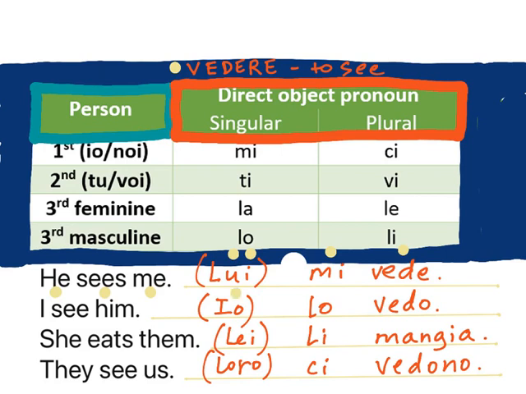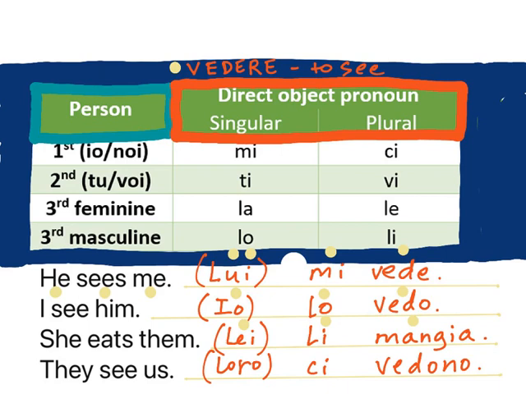Next one, io, subject pronoun, lo, direct object, masculine singular, vedo. Where did I get it? I get it right from here because it is the singular masculine. So it means I see him. The next one would be she, it's them. Lei, she, optional subject pronoun. Li, plural direct object. Why is it li? I took it right from here. It's masculine plural. Mangia, eats, conjugated according to the subject pronoun lei.